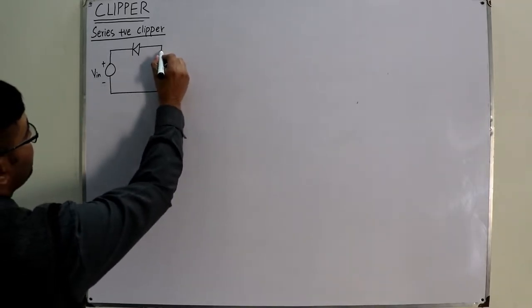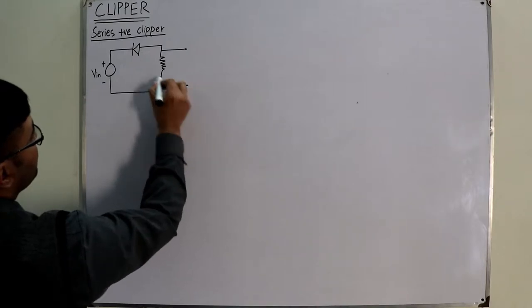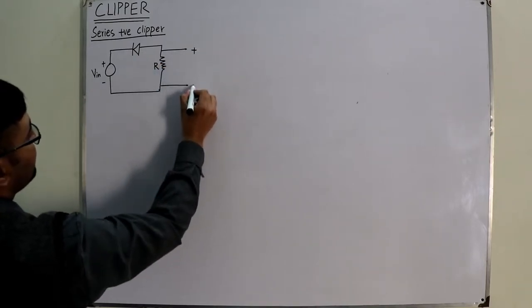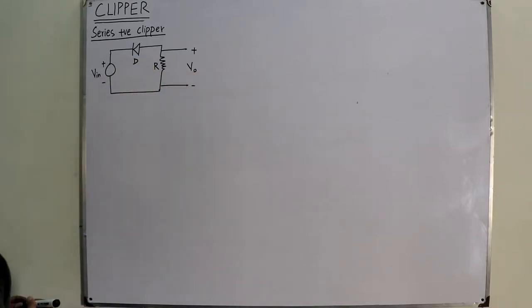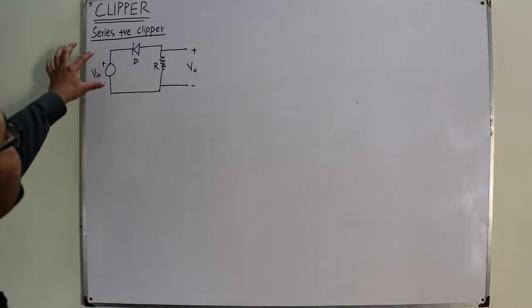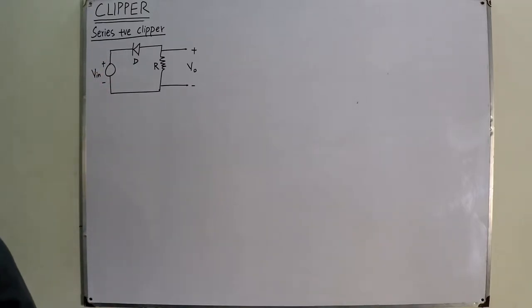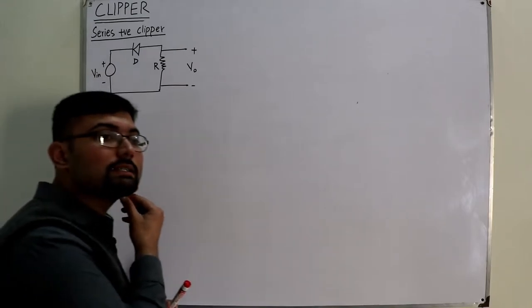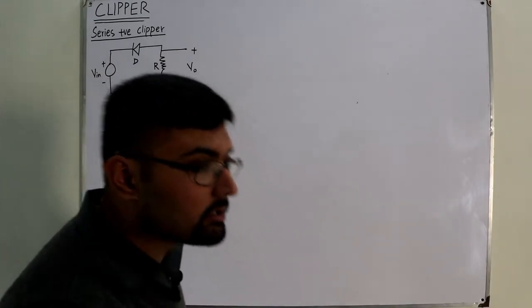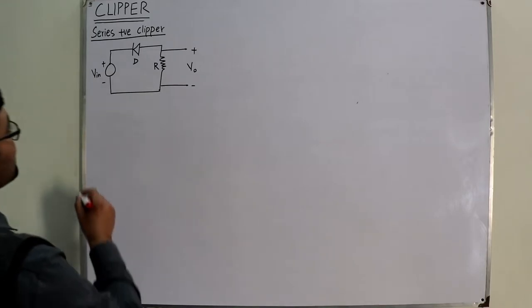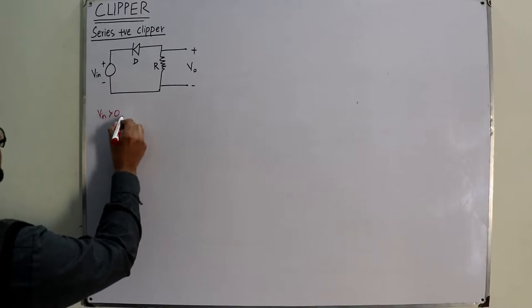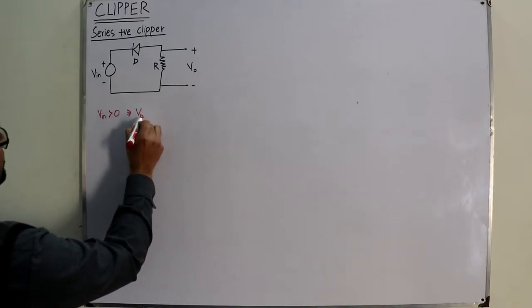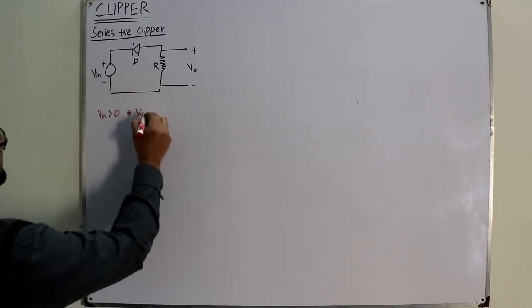So let's say we have the output taken across this resistor R, having a plus minus V output polarity, considering this as an ideal diode. The only polarity across the diode is the input polarity. So what happens, depending on the value greater or less than zero, this would be forward biased or reverse biased. So first have a look. When this V input is greater than zero, this implies the voltage across the diode is greater than zero.